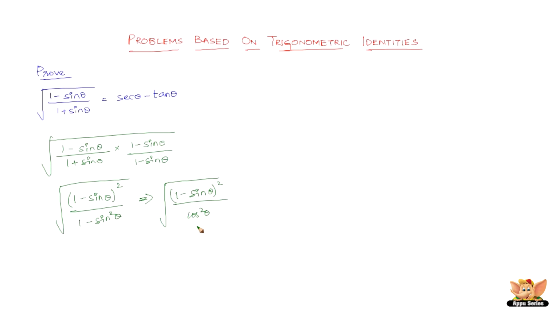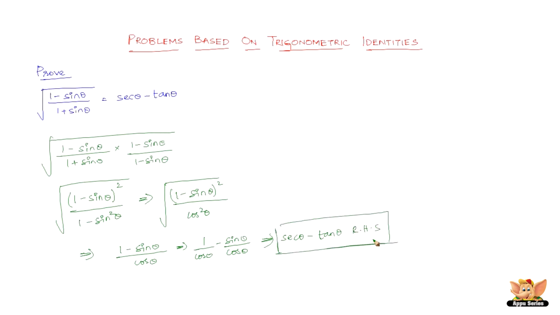This comes from the identity. Now you can see that this is squared as a whole and this is squared as a whole, so we can take it out and write it as 1 minus sine theta by cos theta. So we can write this as 1 by cos theta minus sine theta by cos theta, which is nothing but secant theta minus tan theta, since 1 by cos theta is secant theta and sine theta by cos theta is tan theta. So we've got the RHS here. This is what we wanted and this is what we've got.